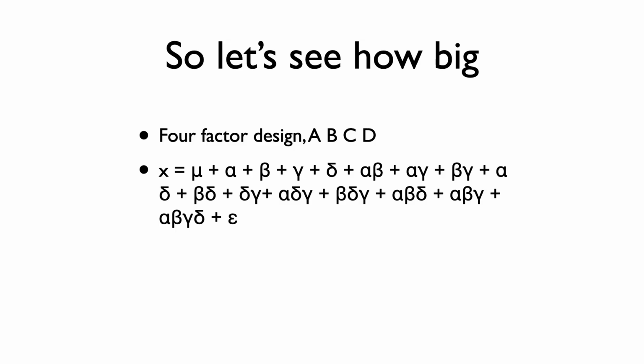X equals mu plus alpha plus beta plus gamma plus delta plus alpha beta, alpha gamma, alpha delta, beta gamma, beta delta, gamma delta, alpha beta gamma, alpha beta delta, alpha gamma delta, beta gamma delta, alpha beta gamma delta, plus epsilon. So you would be doing 1, 2, 3, 4, 5, 6, 7, 8, 9, 10, 11, 12, 13, 14, 15 F-tests.